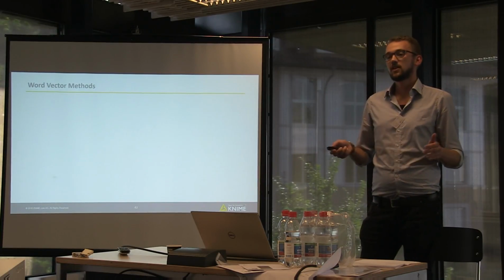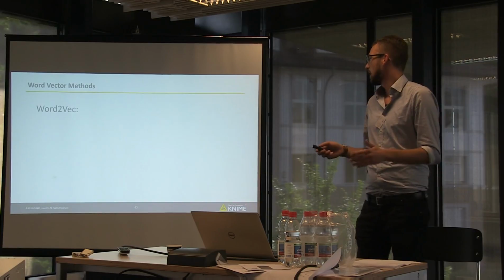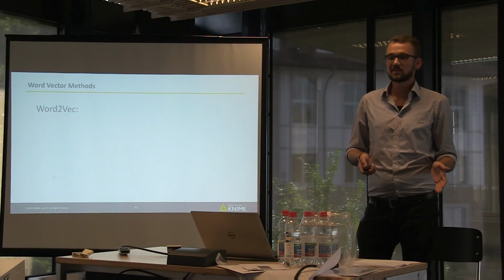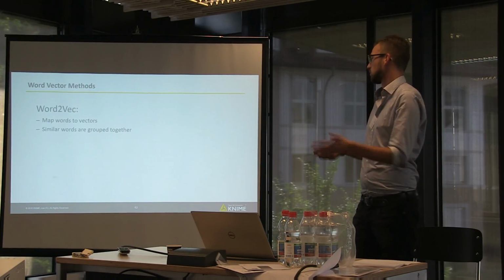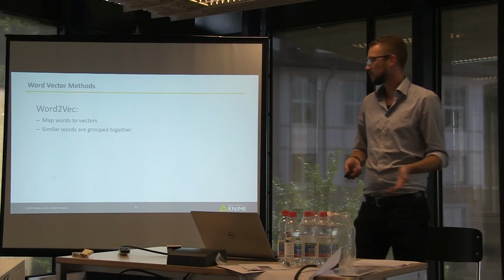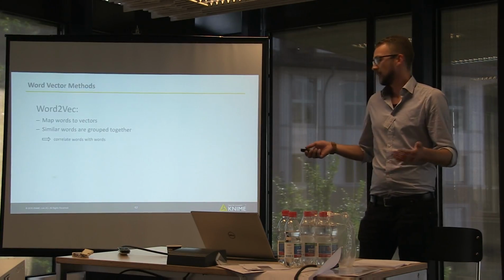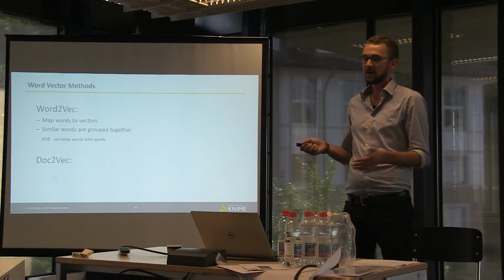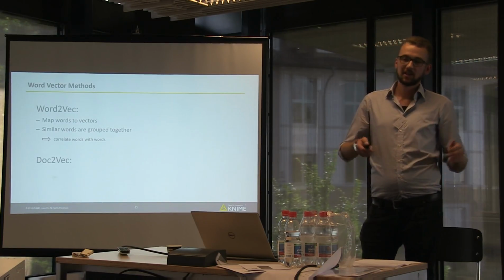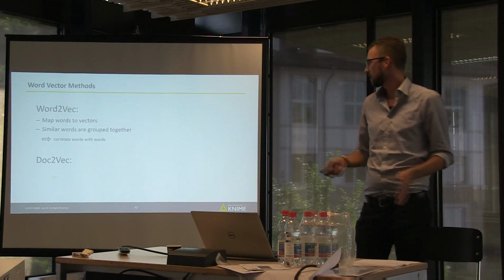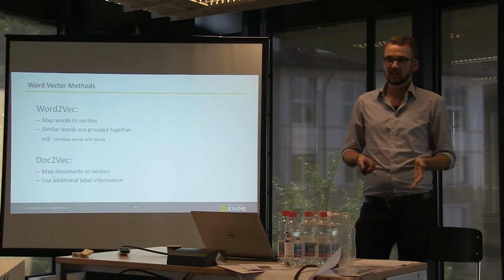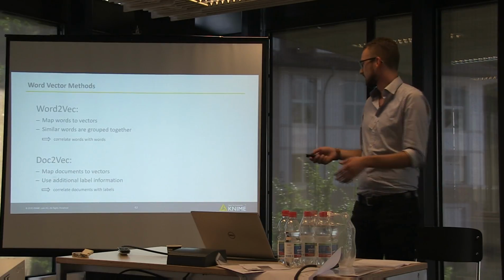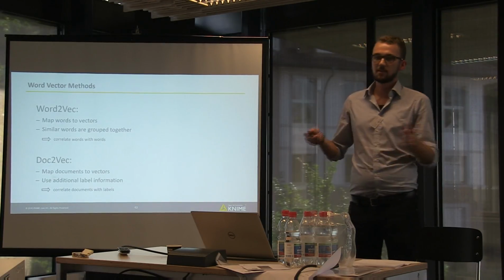Then for these word vector models, we have two methods. The first method which is available is word2vec, which maps words to vectors, so similar words are grouped together and they are correlated with each other. And the second method is doc2vec, so we can create a representation for a whole document. For this we need additional label information, so we need labeled documents, and this would correlate documents with labels.